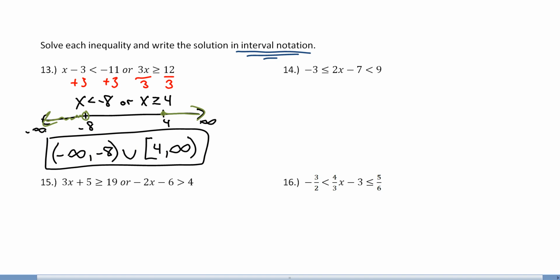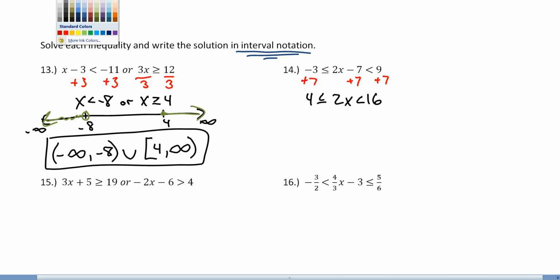All right. The next one, same kind of thing. Look at where the variable is. The variable's in the middle, so I want to undo the stuff that's in the middle. So here I want to add the 7 to that middle. Whatever I do to the middle, I have to do to the outsides as well. So it's 3 different sides that I have to add that 7 to. So that gives me 4 less than or equal to 2x less than 16.